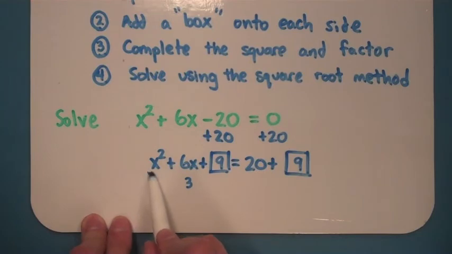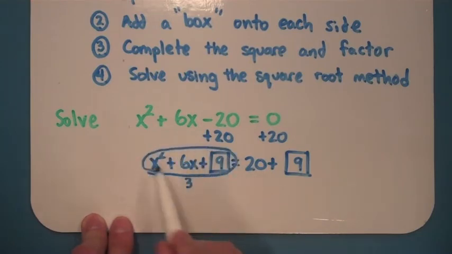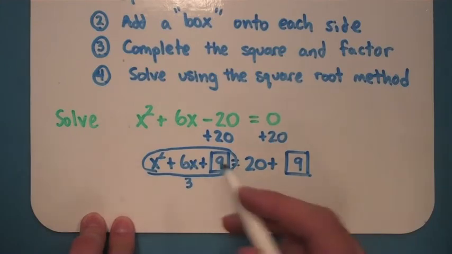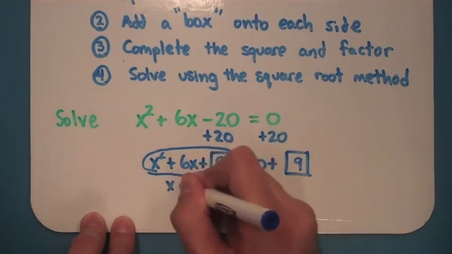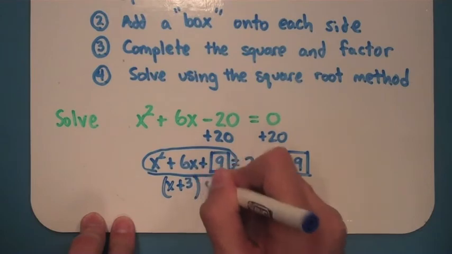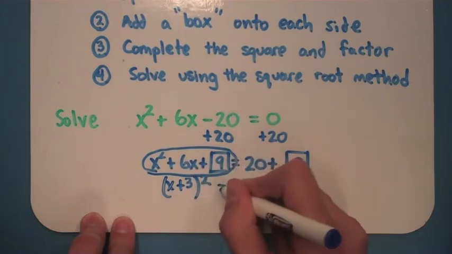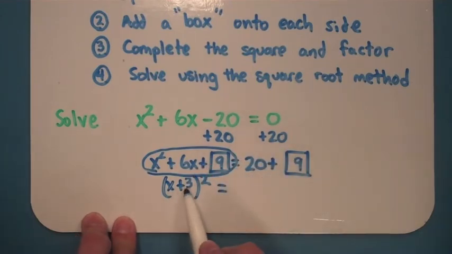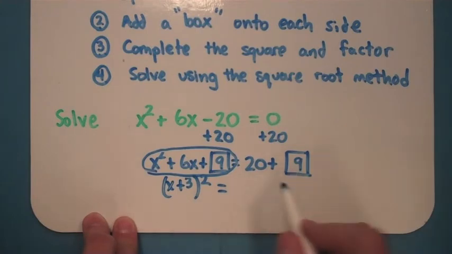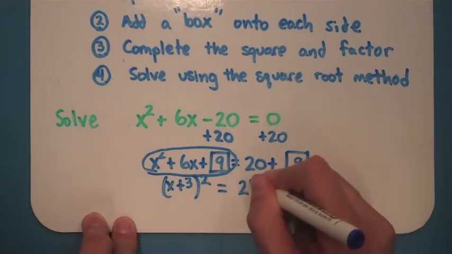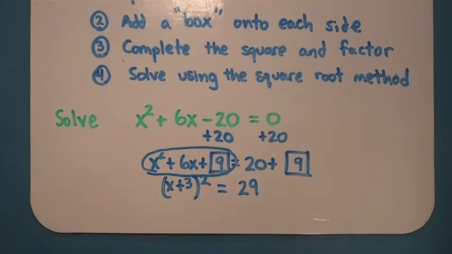Now, this guy on the left here, I know factors nicely, because I just made a perfect square trinomial. It's going to factor nicely. And when I do my magic numbers, if you wanted to, or just use a shortcut, it's going to be x plus 3 squared. So I end up with quantity x plus 3 squared equals, and then 20 plus 9 gets me a 29 over here. Now this may not seem any better, but this is actually a problem that we've already learned how to do.